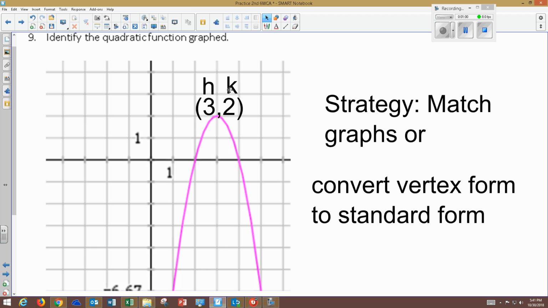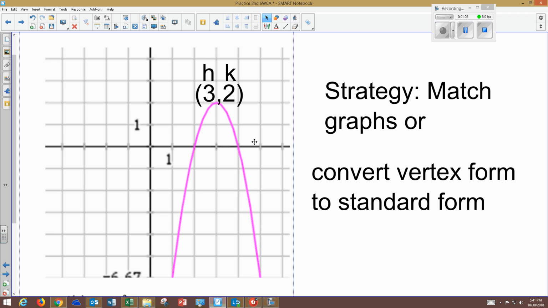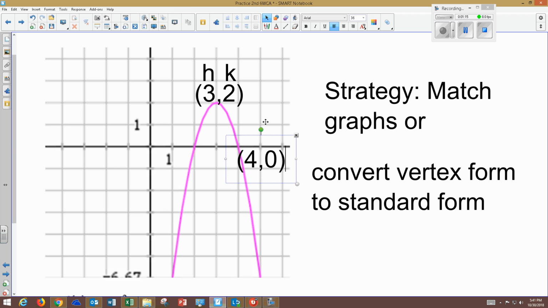Right? Now I need one other point on the graph if I'm going to find a. And I'm going to use this point right here. This is one of the zeros, actually. It's pretty easy to find. We can use (4, 0), and that's one of the zeros right here. And I'm going to let that be my x and my y.